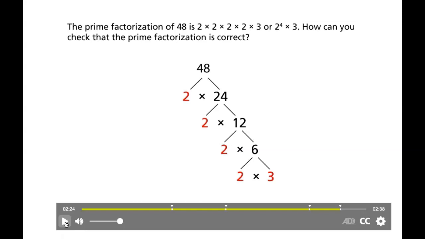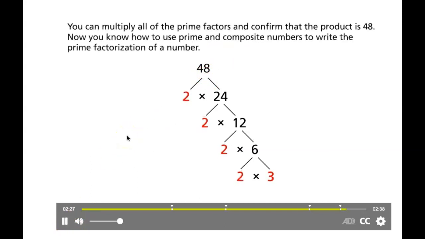We can multiply all of the factors. Very good, Tridi. Correct. So you could multiply all the factors, and if it answers 48, then we are correct. Let's see. You can multiply all of the prime factors and confirm that the product is 48. Now you know how to use prime and composite numbers to write the prime factorization of a number. Very nice.